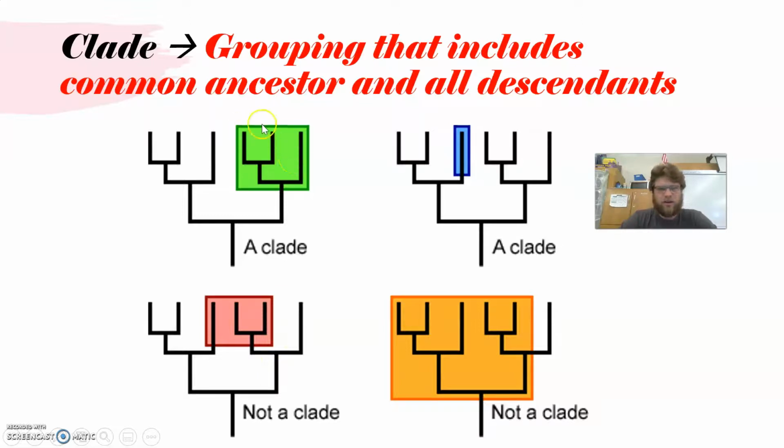Here, clade, because all three of these species share a common ancestor. All right, and these. So even though all of these four that are circled share a common ancestor, it's not a clade because it's not including all descendants. I'm missing this descendant. So I would have to expand this to include this species to make that a clade.